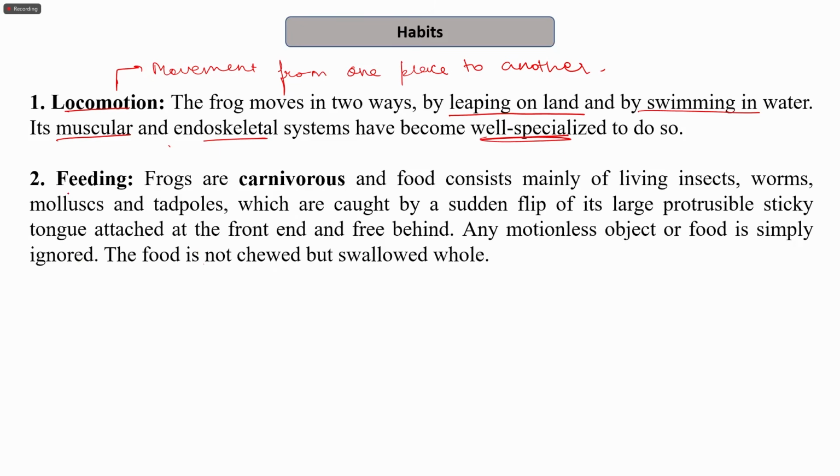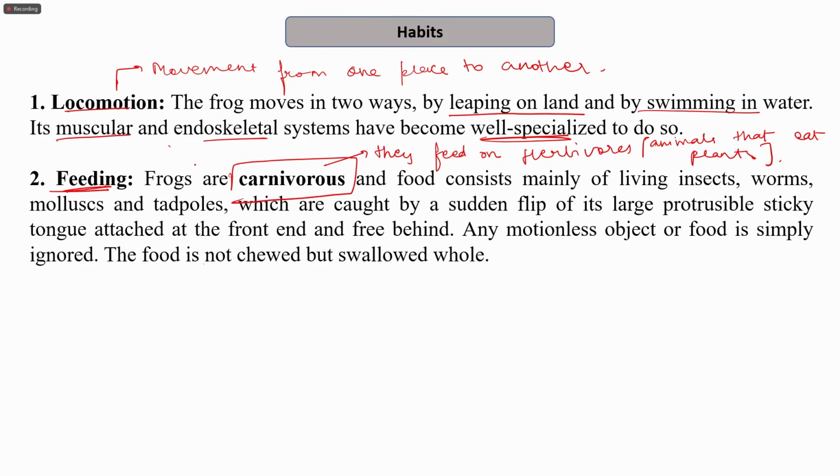Next is feeding. When we were studying cockroaches, we know that cockroaches are omnivorous. Frogs are carnivorous, that is, they feed on herbivores, the animals that eat plants, and their food consists mainly of living insects, worms, mollusks, and tadpoles, which are usually caught by a sudden flip of the tongue.